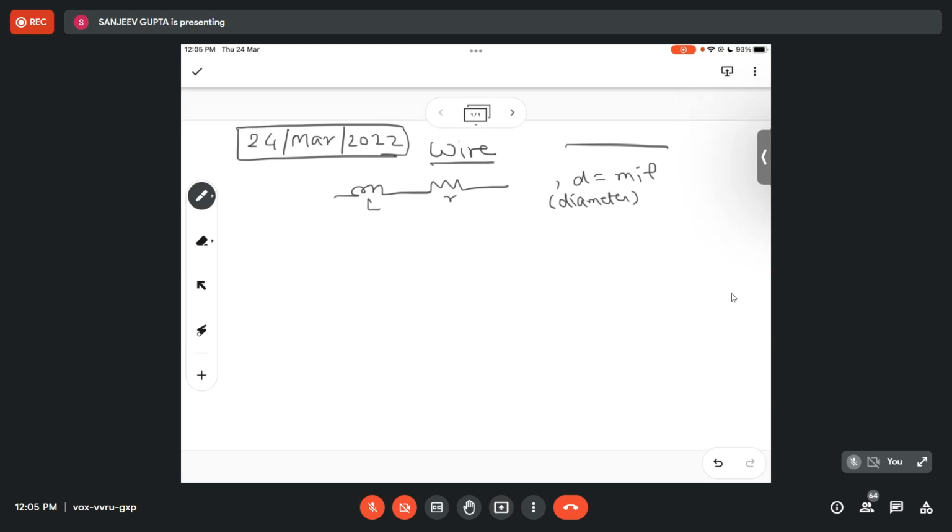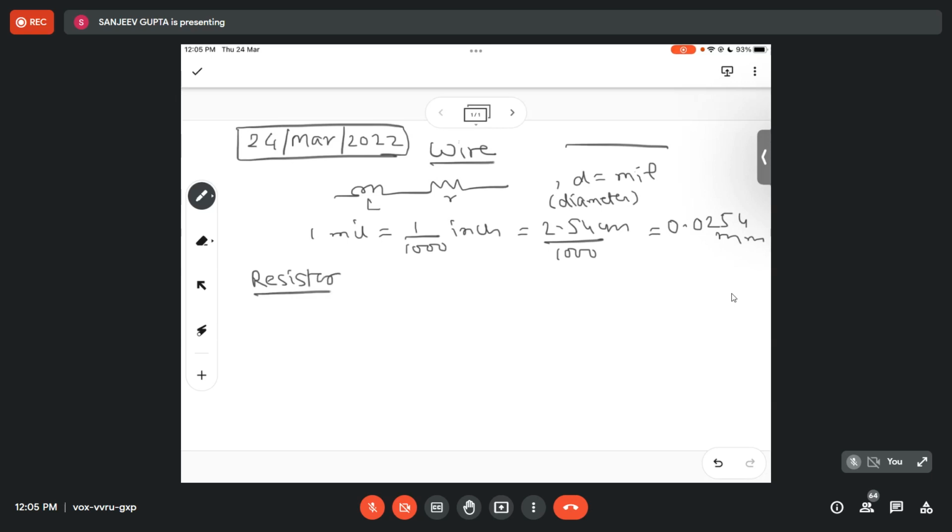And as you have discussed, 1 mil is 1/1000 of an inch, or 2.54 centimeter by 1000, or in terms of millimeter, 0.254 millimeter. Now let's start with a new component, which is a very basic component, the resistor.